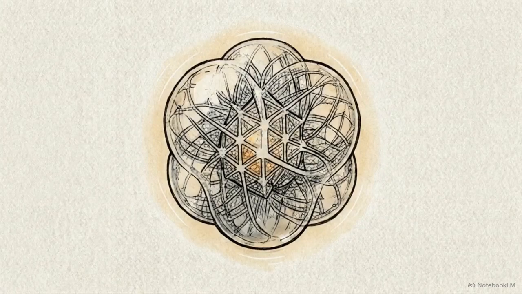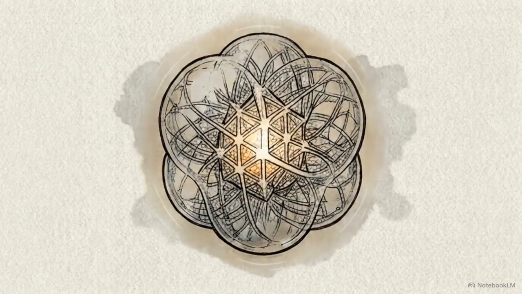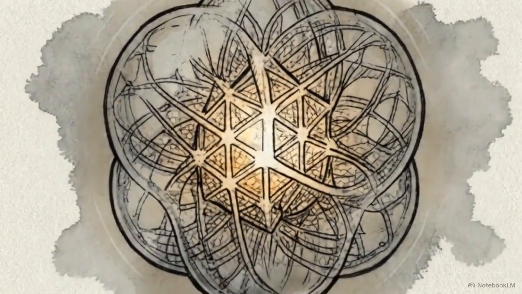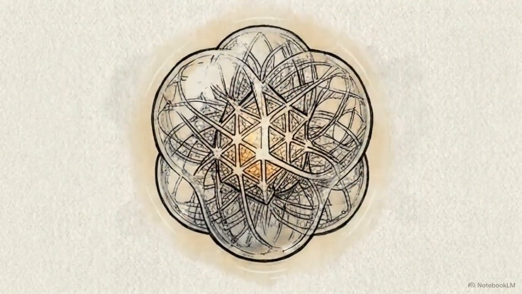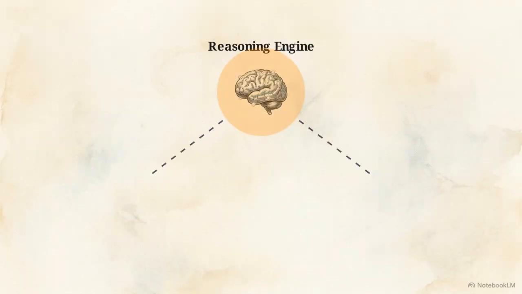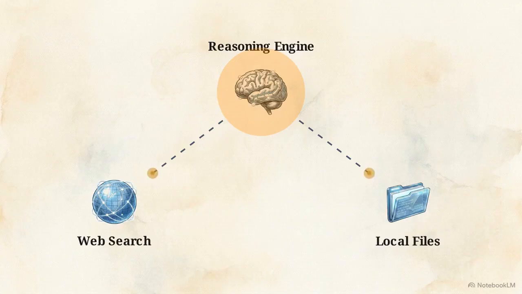This glowing structure represents a standard large language model. It contains vast knowledge, but being physically isolated, it lacks the agency to act. By connecting that isolated brain to external tools, we create a hybrid AI agent that moves past simple text generation and begins interacting with its environment.